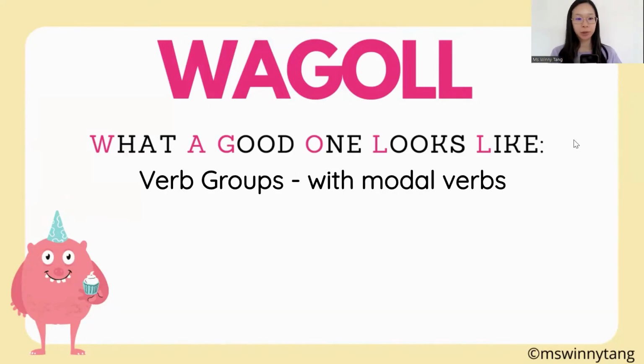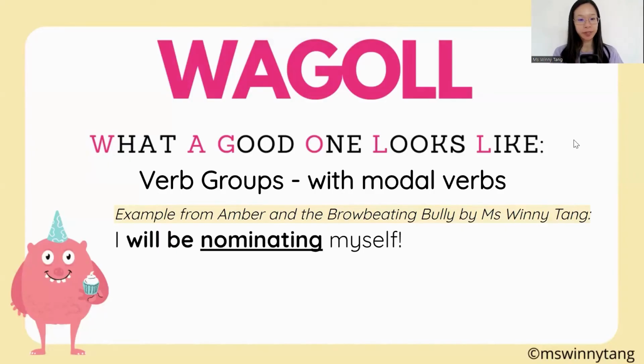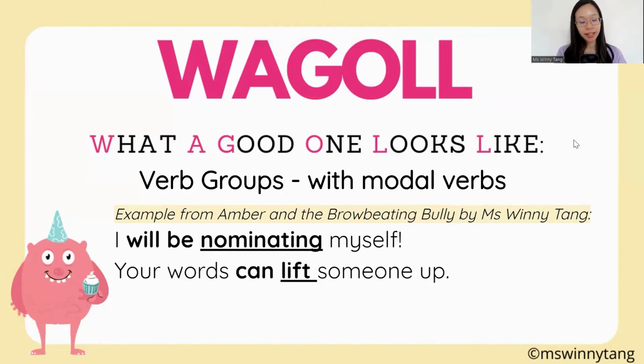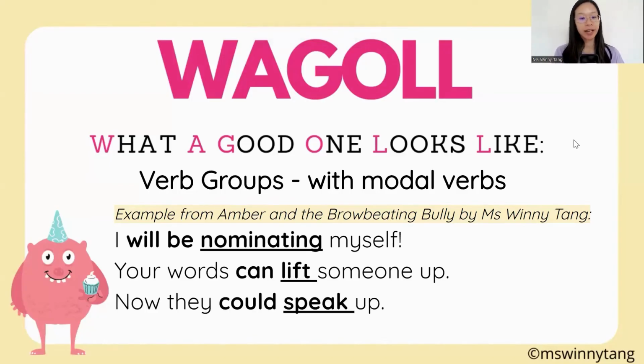Here are some examples of sentences with verb groups with modal verbs. I will be nominating myself. We've got will be as our modal verbs and nominating as our main verb in the sentence. Your words can lift someone up. Can as our modal verb and then lift as our main verb. And also now they could speak up. So could is an example of our modal verb.